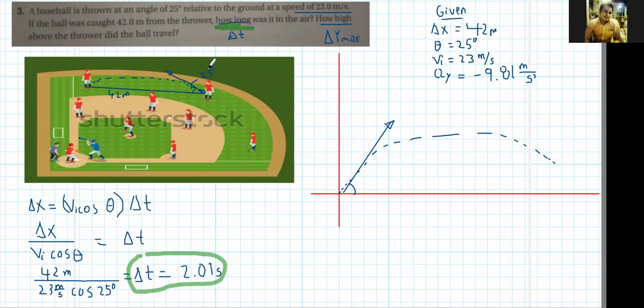So I know how long the ball was in the air, 2.01 seconds, before the other player catches it, okay? In that time, the horizontal displacement is 42 meters. So now I need to know how high above the thrower the ball traveled, okay? According to the situation that I have, remember that you have an angle. So here, in this position, we have the maximum vertical displacement, okay?